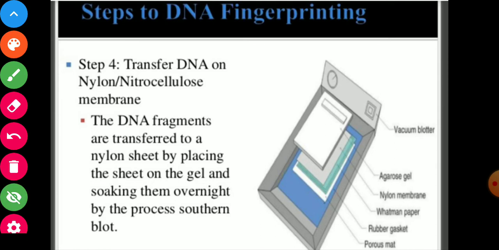Step 4. Here, transfer of DNA onto a nylon or nitrocellulose membrane. The DNA fragments are transferred to the nylon sheet by placing a sheet on the gel and soaking them overnight. This process is called Southern blotting. So Southern blotting is the transferring of the DNA fragments onto a nitrocellulose membrane.